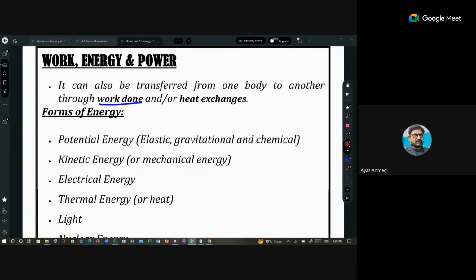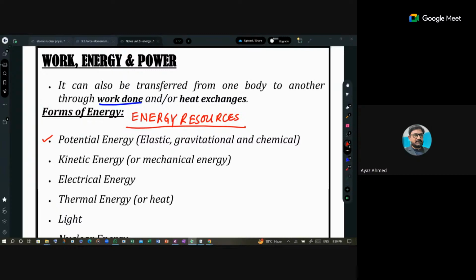So here there are several forms of energy. Actually, there is a chapter ahead called energy resources. The name of the chapter is energy resources. We will talk about all these energies and their resources and their nature, whether they are renewable or non-renewable or whatever they are. We will discuss that in that topic.